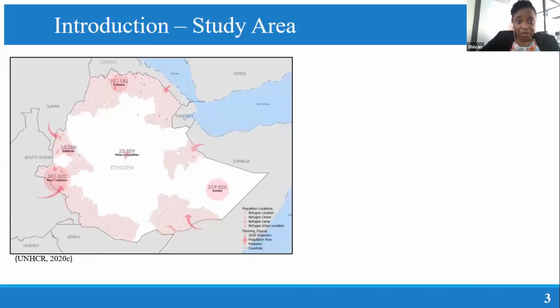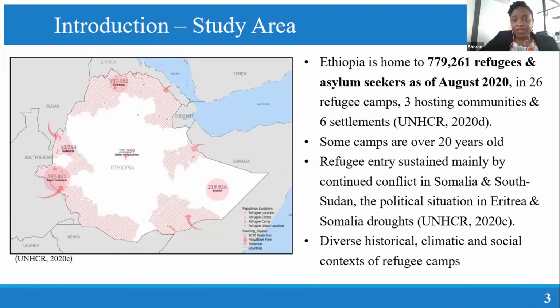This research was based on case studies in Ethiopia, which is home to about 779,261 refugees and asylum seekers as of August 2020. And these are contained in 26 refugee camps, 3 hosting communities, and 6 settlements. Some of these camps are over 20 years old, and they present a diverse historical, climatic, and social context. And we have refugee entry sustained in the east, mainly by the political unrest in Somalia and also droughts in Somalia, with refugees coming in through the east and the southeast.